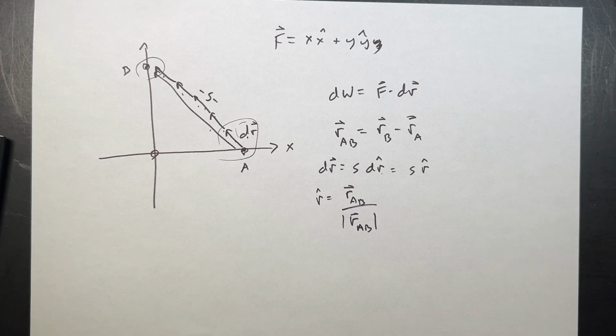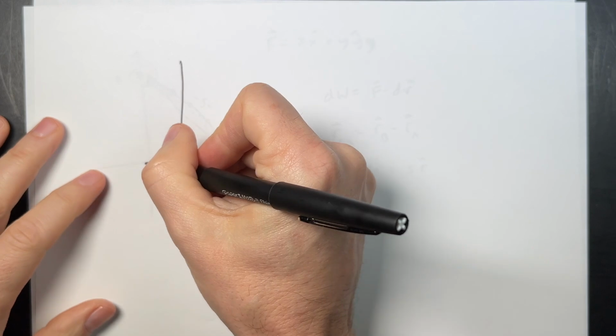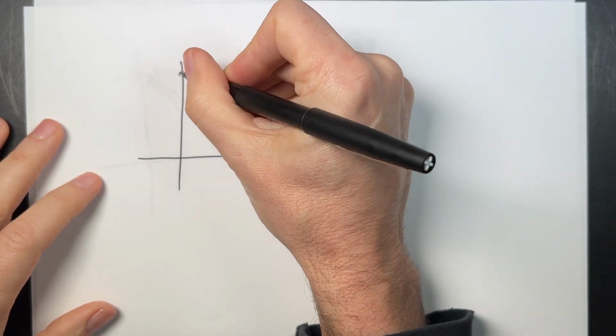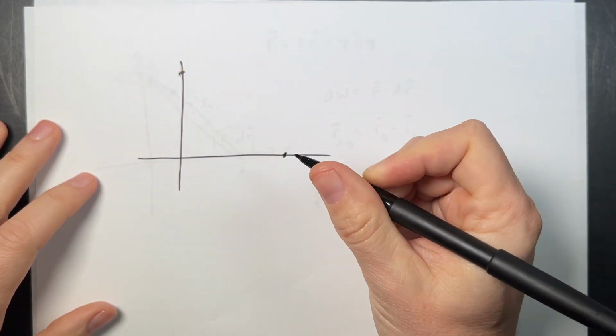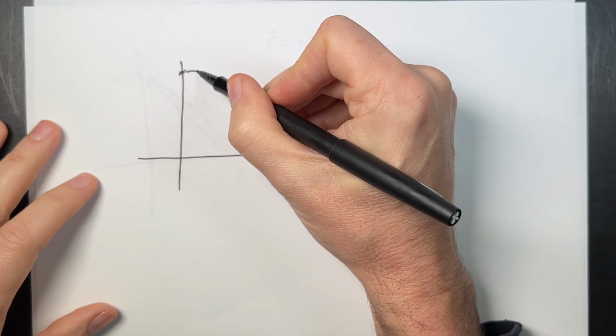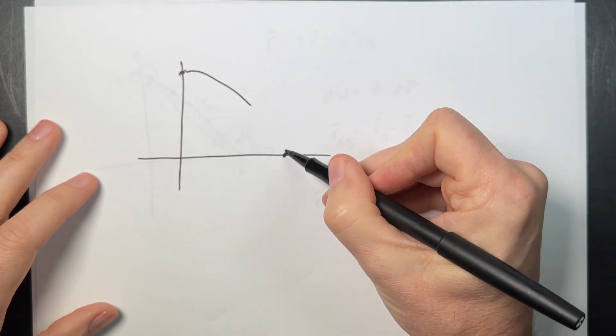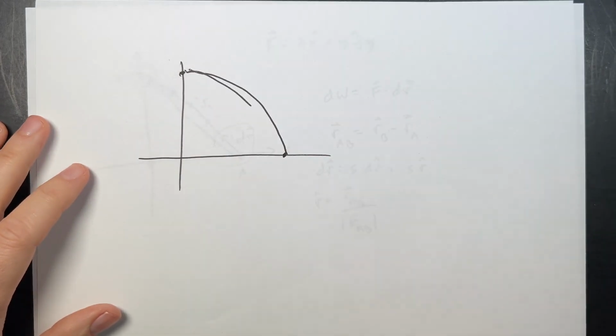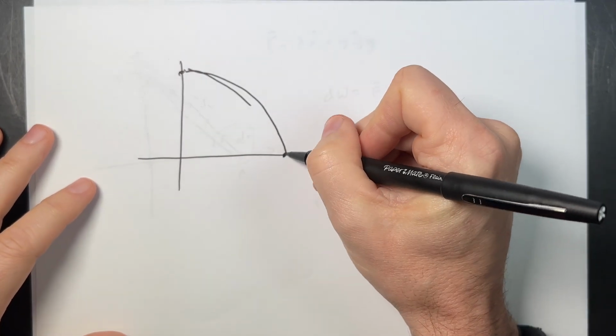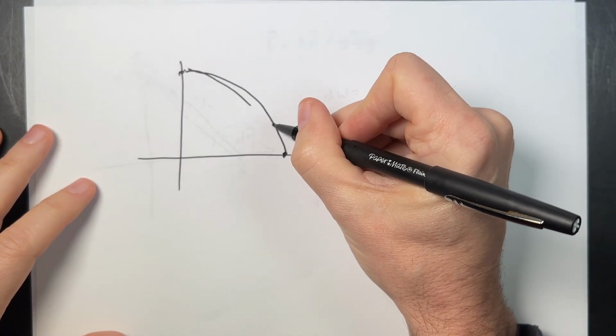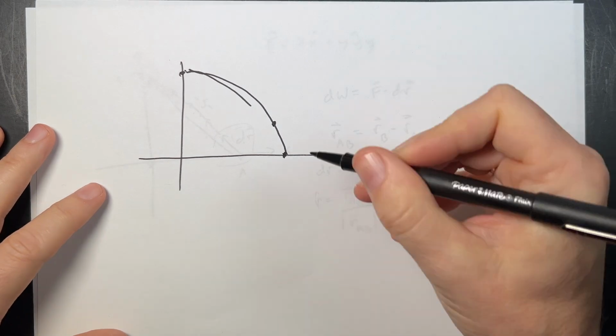Okay, I need another sheet of paper. How do we move? Because if I can move along a curved path, I'm done. That's all I need to do. So here's where I want to end, and here's where I want to start. And I want to move along this, oh, that's a bad circle, that circular path.